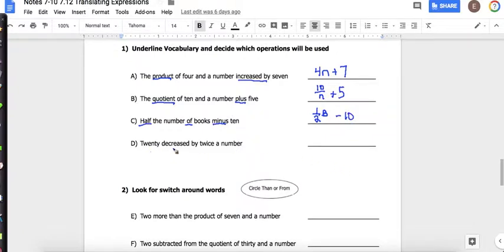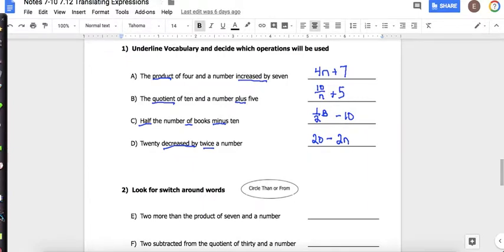Okay, example D. 20 decreased by twice a number. So we're going to take 20. Decrease by means subtract, and twice a number means we're multiplying a number by 2, so 2n. Notice I didn't use the x, I just put the number in front of the letter.